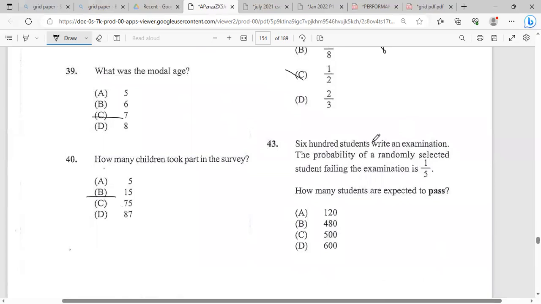All right, 600 students write an examination. The probability of randomly selecting a student failing the exam is 1/5. How many students are expected to pass? Now it's 4/5. We have done this several times, guys, so I think we know how to go so far. 5 into 5, 1. 5 into this, 1. Remainder 1. And that goes 2. 4, 0, 0. 4 2s 8. 4 1s 4. So that's 480 students expected to pass.